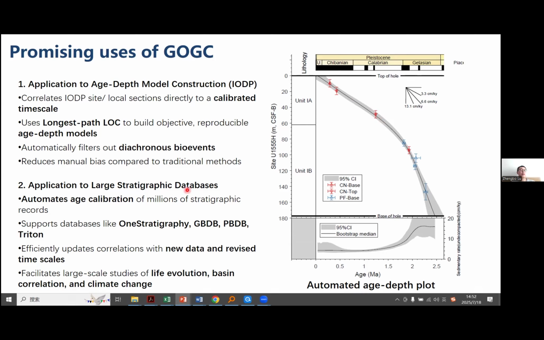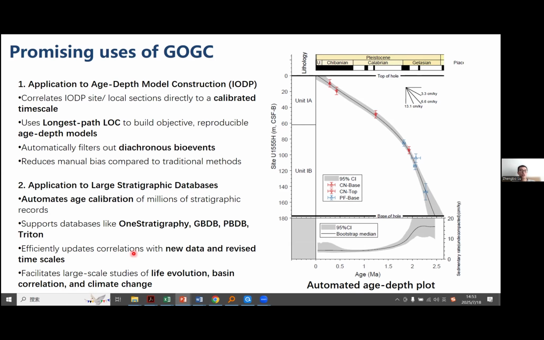And this program is also very promising for large stratigraphic databases, like Onestratigraphy and GBDB, PBDB, because we know that the time scale or even the time points may change throughout time. And so if there is a program like this, we could apply it to those databases to dynamically recalibrate the ages for the data in the database, so that we could keep every data from different localities synchronized, and this would finally highly support large-scale studies, including life evolution based on correlation and climate change.